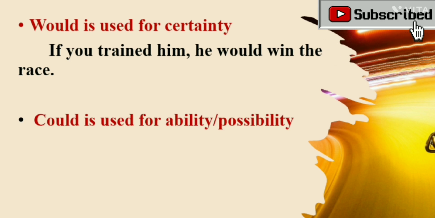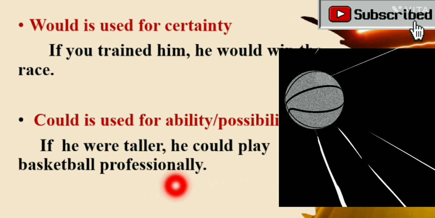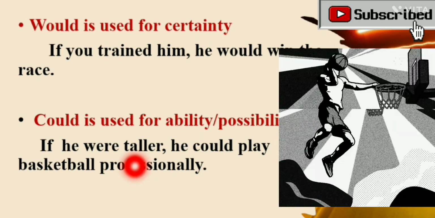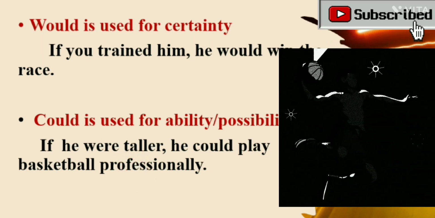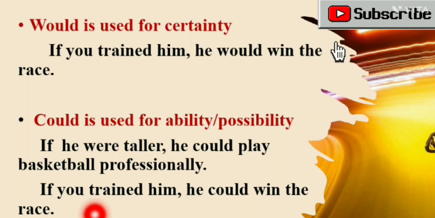Could is used for ability or possibility. If he were taller, he could play basketball professionally. Could is showing the ability over here that he was not tall enough to play basketball. Otherwise, he was able to play.